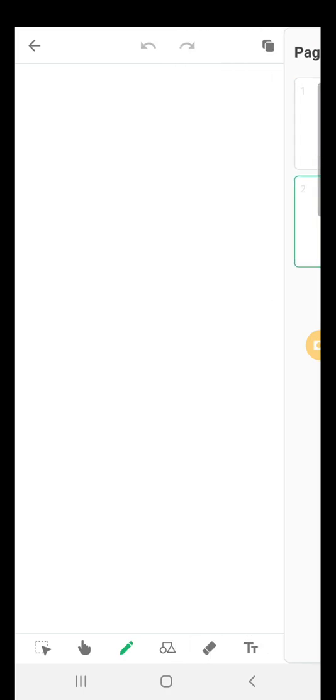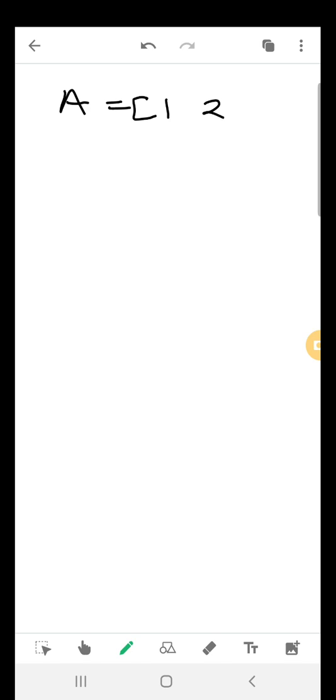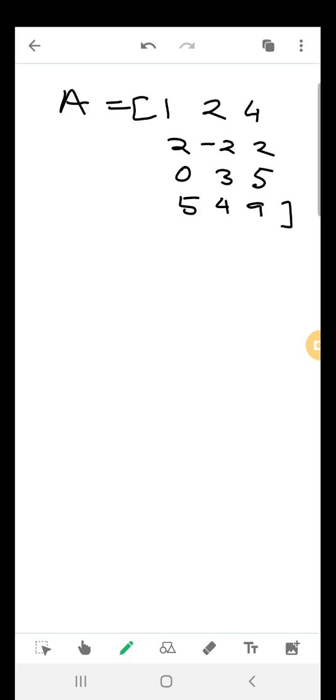Now, if we write it in this fashion, 1, 2, 4, enter 2, minus 2, 2, 0, 3, 5, 5, 4, 9, and close the third bracket. Then A is a 4 into 3 matrix.